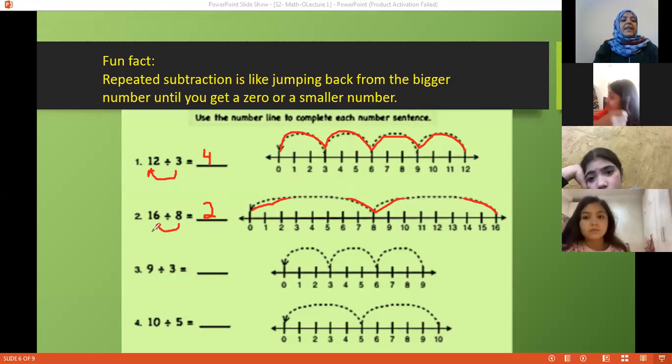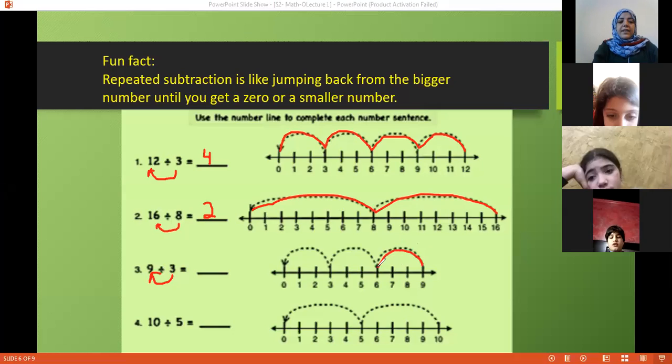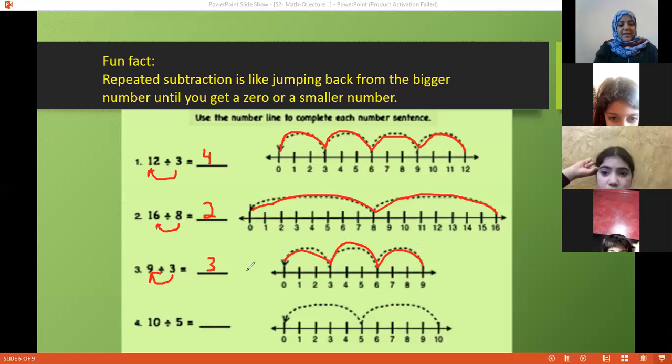Okay. 9 divided by 3. That means I have to subtract 3 from 9. 9 minus 3 is 6. 6 minus 3 is 3. 3 minus 3 is 0. So how many times did I jump? 3 times. Okay? Is it clear now?